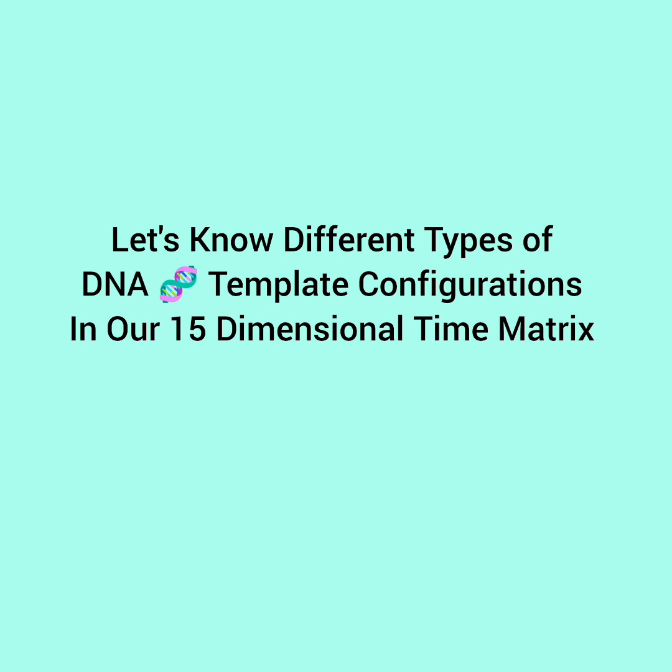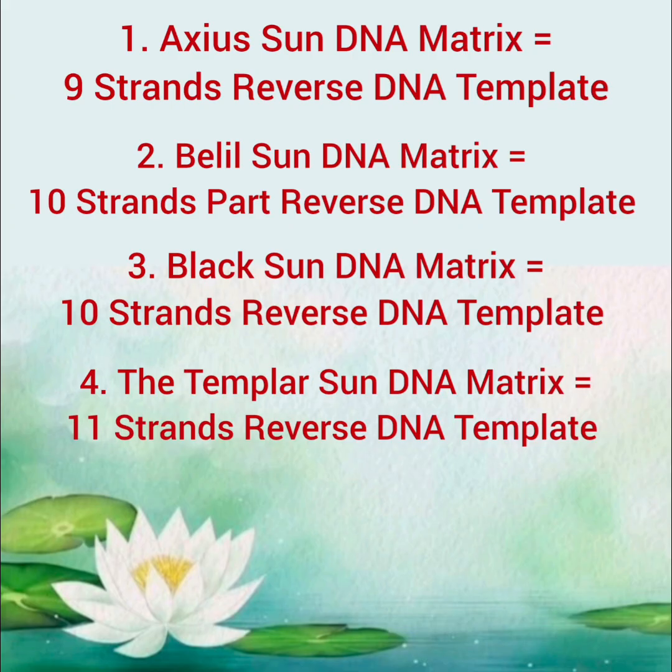Now let's know more different types of DNA template configurations we are having in our 15-dimensional time matrix. So the first one is Axios Sun DNA matrix, which is 9-strand reverse DNA template. The second one is Bellel Sun DNA matrix, which is 10 strands part reverse DNA template. The third one is Black Sun DNA matrix, which is 10 strands reverse DNA template. And the fourth one is the Templar Sun DNA matrix, which is the 11-strand reverse DNA template.